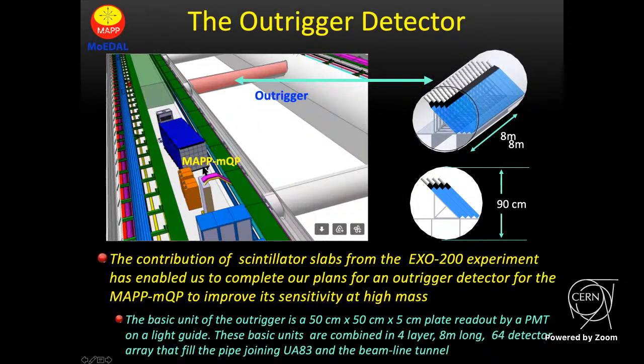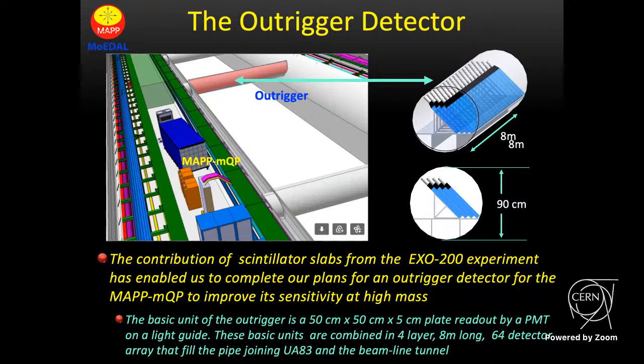Together with MAPP, which is shown in its UA83 home, we have an outrigger, which is a series of scintillator blocks that enhance the sensitivity to high mass of the MAPP milli-charged particle detector. And so you can see this region. This region has complete access. And so we don't have the safety requirements problems that we had in UGC1. And of course, this is filled normally with concrete. We're just seeing these holes exposed. And this, by the way, is a beam tunnel you can see on the far right.